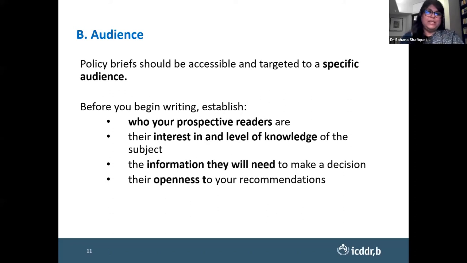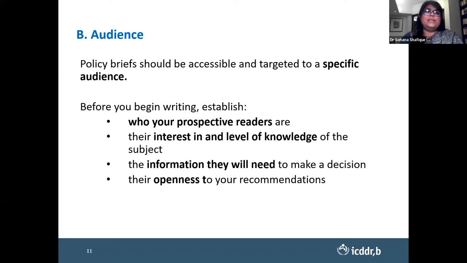And as I was just mentioning, it is absolutely important to understand the audience and who you're targeting. A policy brief should be accessible and targeted to a specific audience. Before you begin writing, we have to establish who your prospective readers are, their interests, their level of knowledge of the subject, the information they will need to make a decision, and their openness to your recommendations. These are some of the things you have to think of when deciding about writing the policy brief, keeping your audience in mind.